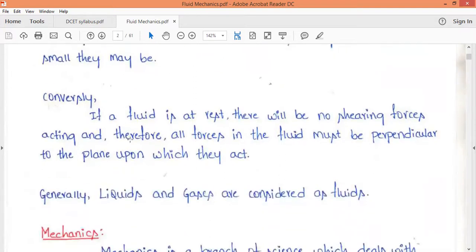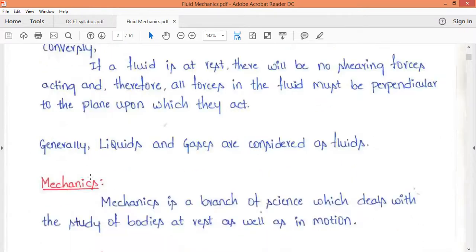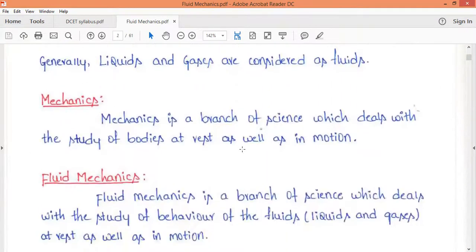Conversely, if the fluid is at rest, there will be no shearing forces acting. For an example, a cup of coffee kept on the table in front of you: all the forces acting on this coffee are in the vertically downward direction, that is the weight. There will be no shearing forces. That's why that fluid is at rest. Generally, liquids and gases are considered as fluids.